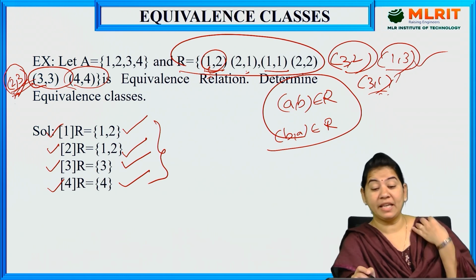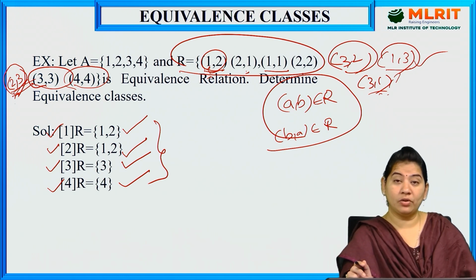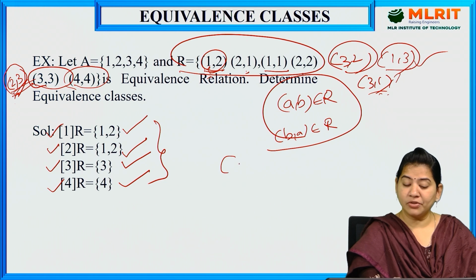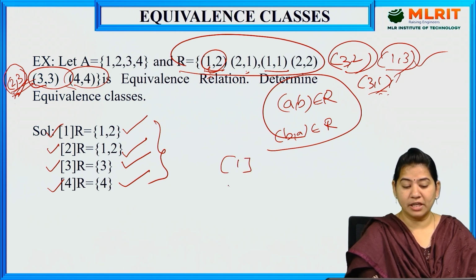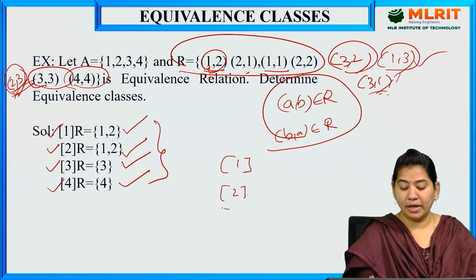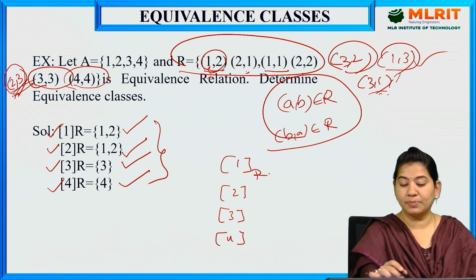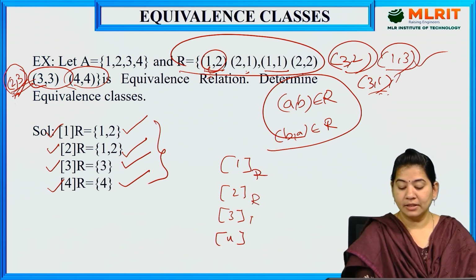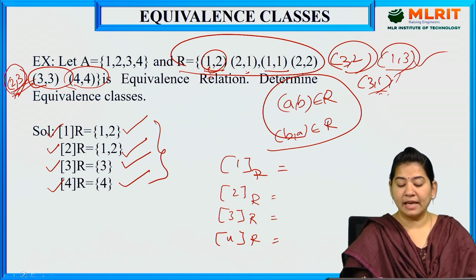Now if this is an equivalence relation, how do we find the equivalence classes here? As usual, the equivalence classes will be based upon set A, that is, you will get 1, 2, 3, 4 with respect to R. For this particular equivalence relation, this is just an example. So here, the equivalence class of 1.